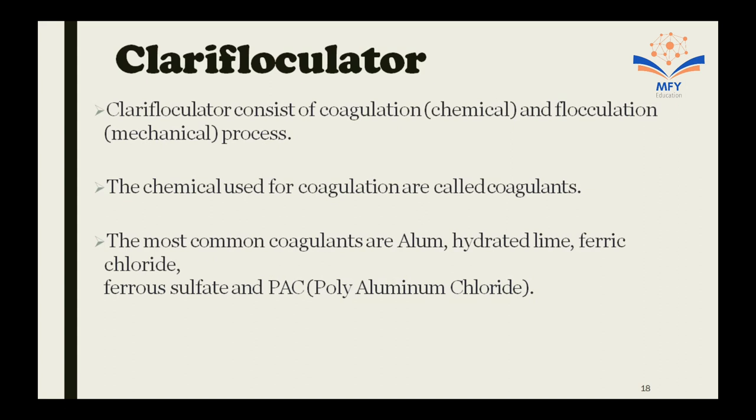Clariflocculator. A clariflocculator consists of coagulation, a chemical process, and flocculation, a mechanical process. It is employed when finely divided SS and colloidal particles cannot be efficiently removed by simple sedimentation. In such cases, chemical assistance is taken. The chemicals used for coagulation are called coagulants. The most common coagulants are alum, potassium alum, hydrated lime, ferric chloride, salts of iron, ferrous sulfate, and PAC. PAC is polyaluminium chloride.